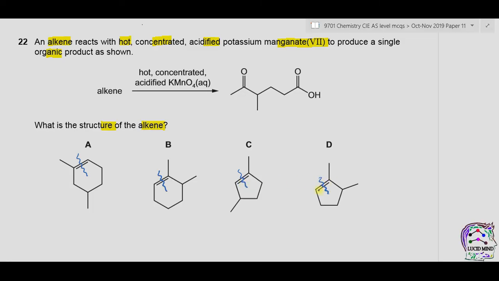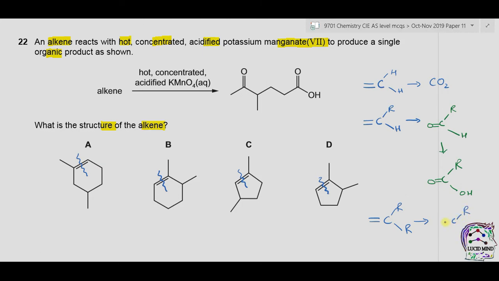The product depends on the type of carbon atoms involved in the double bond. For example, if the carbon atom present in the double bond is attached with two hydrogen atoms, it will convert into carbon dioxide upon oxidation. If the double bonded carbon is attached with one alkyl group and one hydrogen atom, it is first converted into aldehyde and then further oxidized into carboxylic acid. In the third case, if the double bonded carbon is attached directly with two alkyl groups, it will be converted into a ketone functional group.